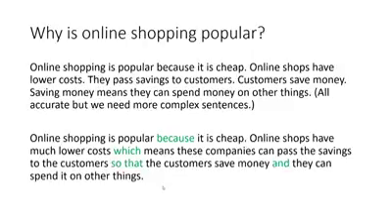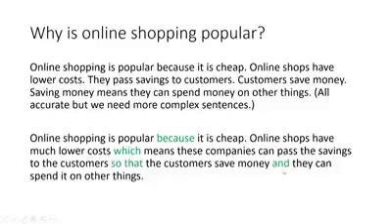These are complex sentences. Alright, so we have 2 complex sentences. Online shopping is popular because it is cheap. So we have the independent clause and the dependent clause. Online shops have much lower costs, conjunction, which means these companies can pass the savings to the customers so that, showing a result, the customers save money, and, addition, they can spend it on other things.